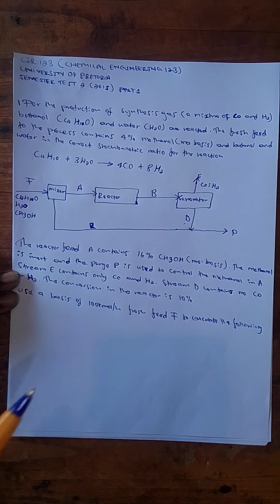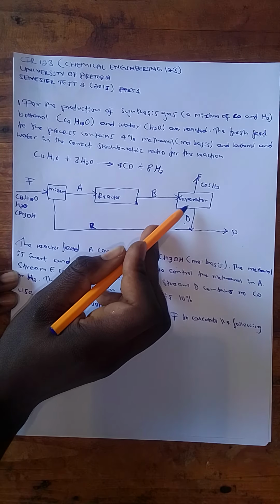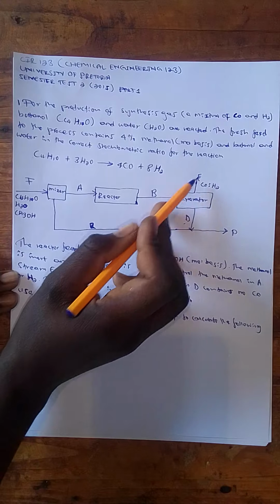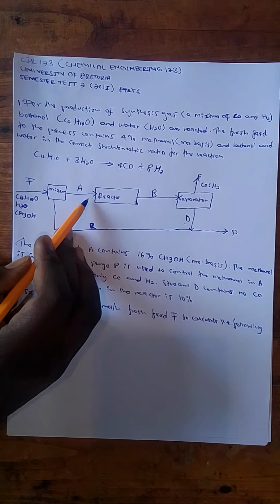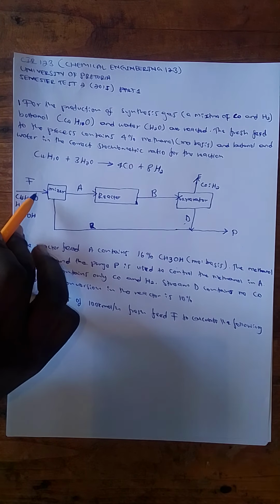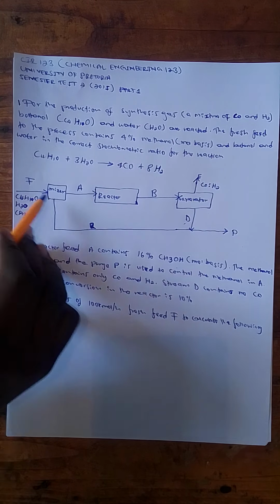But you can easily detect that when you look at the separator here, that all the CO and H2 went there and everything else went here. And remember, if in A, remember that if it was in the same stoichiometric ratio, it entered here.